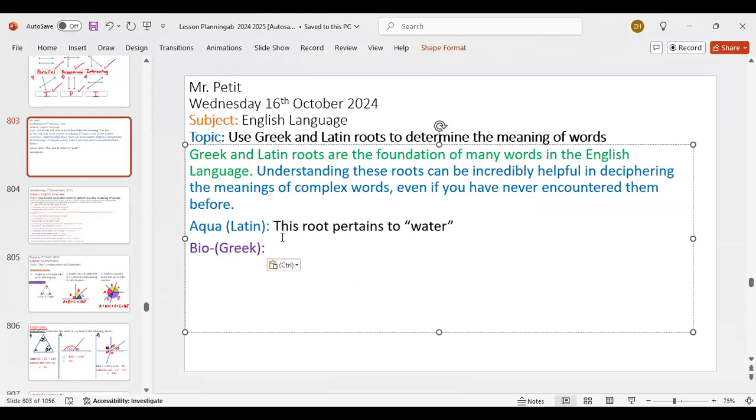What does bio mean? Someone said it. Life. Bio means life. Give me an example of a word. Put inside the chat a word that starts with bio. I'll give one: biology. Biology, exactly. Antibiotic. Biochemical. Biography. This root relates to life.